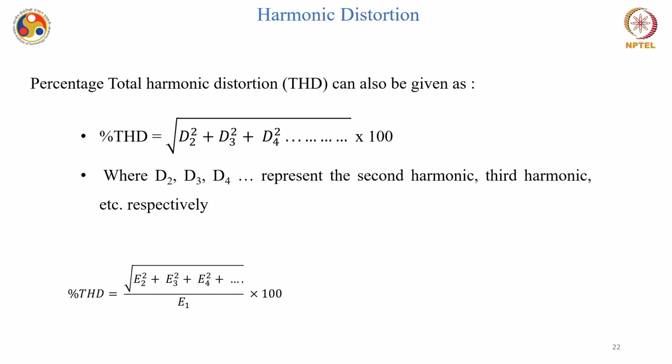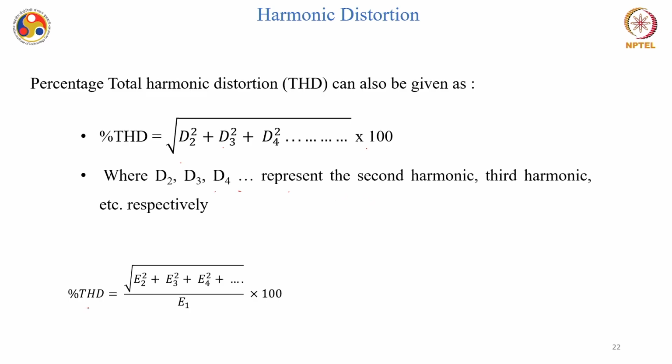Now, percentage total harmonic distortion, which is the majorly used term, can be given as the square root of D2 squared plus D3 squared plus D4 squared and so on, into 100, where D2, D3, D4 and all represent the second harmonic, third harmonic, fourth harmonic and so on.